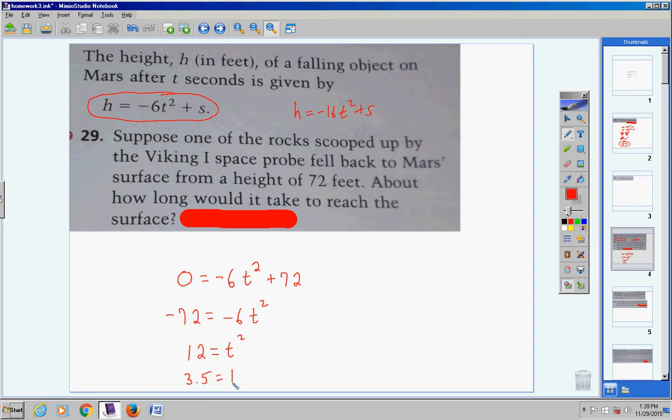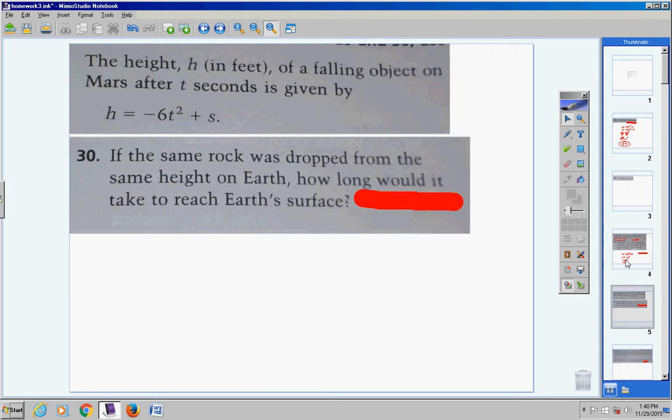The square root of t squared is t. You're used to putting positive, negative. We're not going to worry about that because we're dealing with seconds. The seconds would be positive. So the answer is the rock would be in the air for 3.5 seconds. Okay? 3.5 seconds. Alright, moving on to number 30.